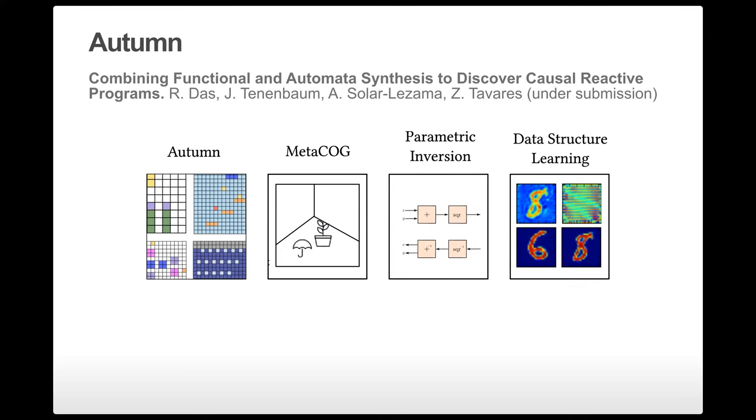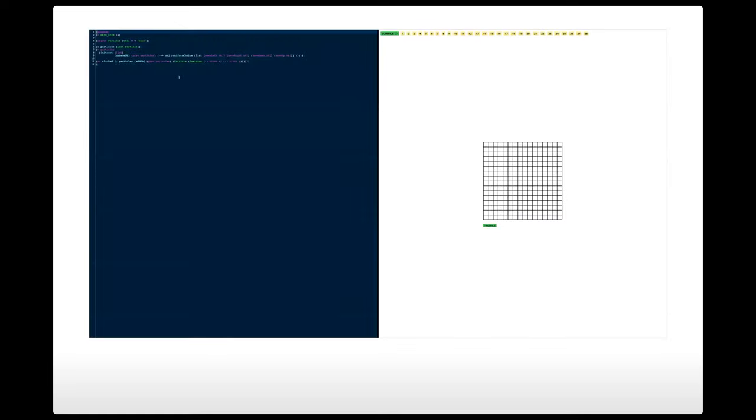So this first project is called Autumn, and this is in collaboration with Ria Das, who's here, and Armando and Josh. The basic idea behind this project is to try to understand or build a simple model of causal or theory discovery. And so I'm going to start with this domain.